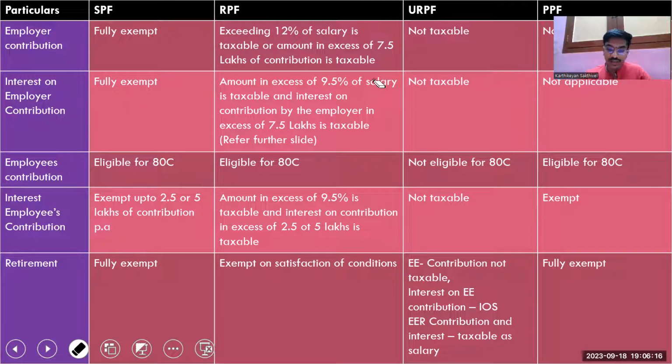That means any contribution which is made by the employer to the account of the employee who is a government employee, generally, that is exempt. So when the employer contribution is exempt, the interest coming from it is also exempt.